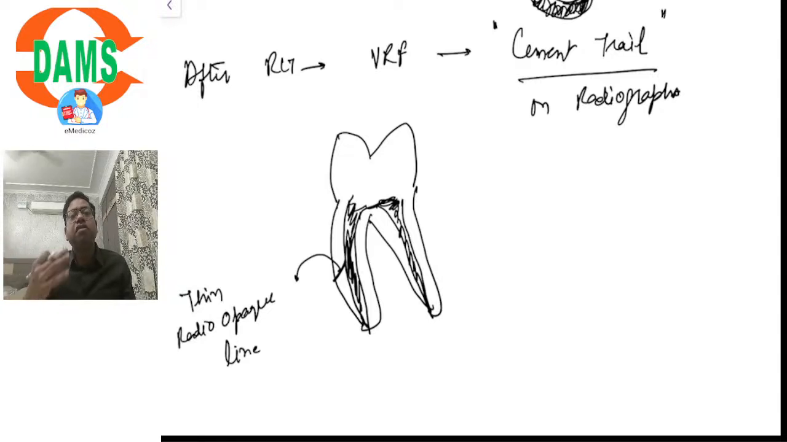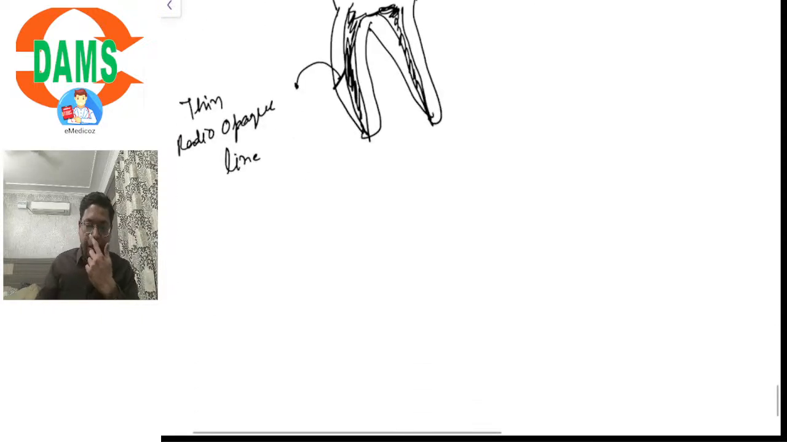So these are the three distinct features that can be observed on a radiograph and can give rise to the suspicion or diagnosis of vertical root fracture. The most important one is radiographic halo. Then there can be a J-type lesion, and then in some post-obturation cases, there can be a radio opaque cement trail visible.